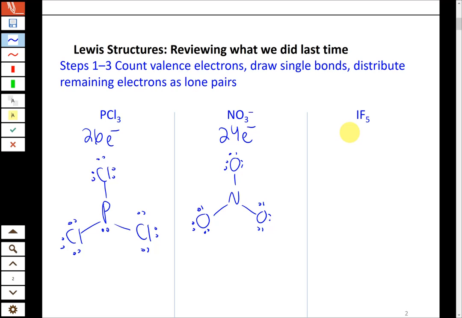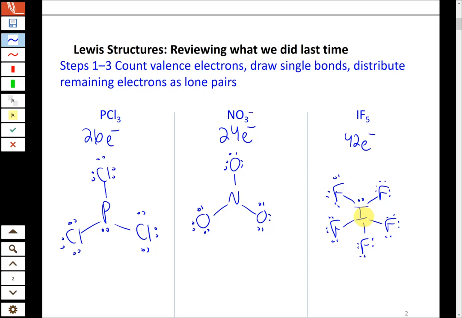And then for IF5, this one has 42 valence electrons, 7 from each of the halogen atoms in the structure, iodine at the center, 5 fluorine single bonded, octets on all the fluorines, and then we left 2 more for the central atom. So the 5 octets for fluorine is 40 of our 42, 2 more go on the central atom.